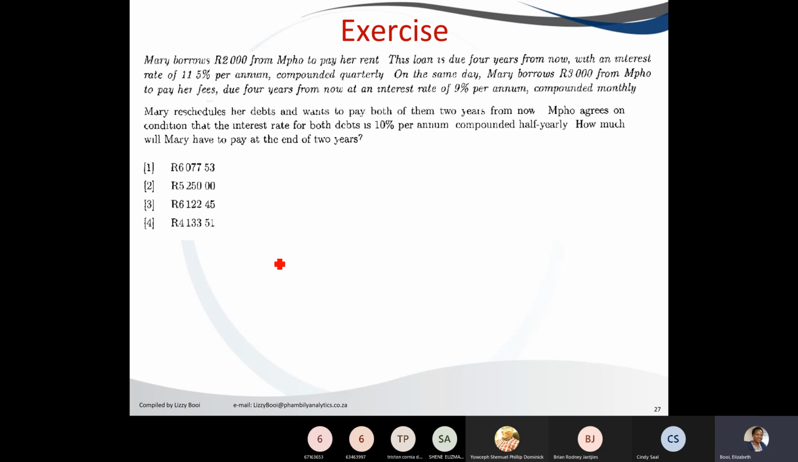Mary reschedules her debt and wants to pay both of them 2 years from now. Mpho agrees on the conditions that the interest rate for both debts is 10% per annum compounded half yearly. How much will Mary have to pay at the end of 2 years?